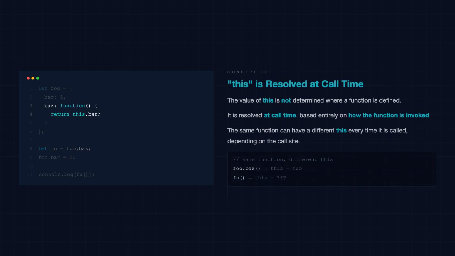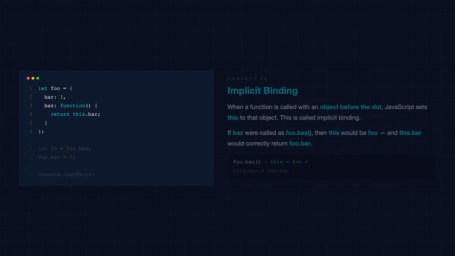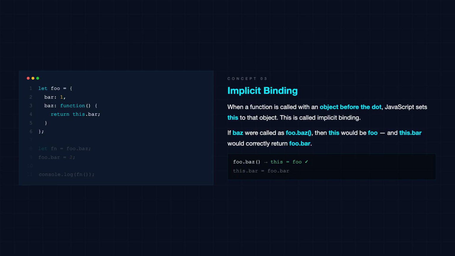This brings us to the core concept. In JavaScript, the value of this is not determined where a function is defined. It is resolved at call time based on how that function is actually invoked. When you call foo.baz with an object before the dot, JavaScript performs what is called implicit binding. It sees the object and sets this to foo. So this.bar correctly accesses foo's bar property.